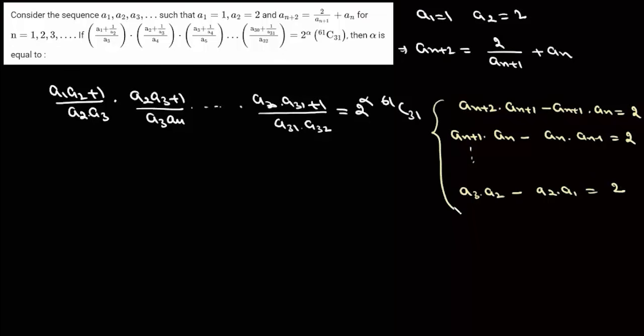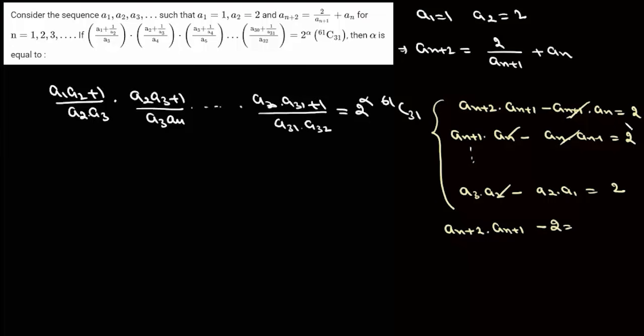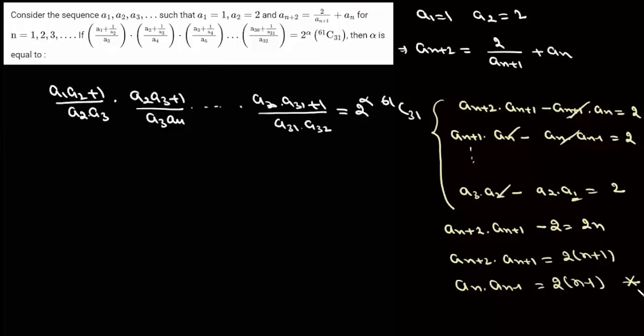Now if we add them all up, all these successive terms, they'll cancel. So we'll get A(n+2) into A(n+1) minus A1 into A2 is 2. And this is 2 plus 2 plus 2. Now it goes from 1 to n. So there'll be 2n. So simply A(n+2) into A(n+1) will be 2 times n plus 1, or if we write A_n into A(n-1), so we'll replace n with n minus 2, so it will be this 2 times n minus 1, and this is the result which we are going to use to find the value of alpha.